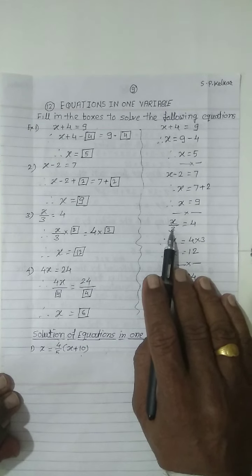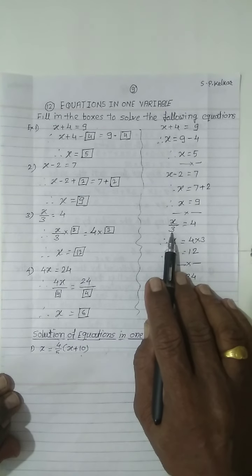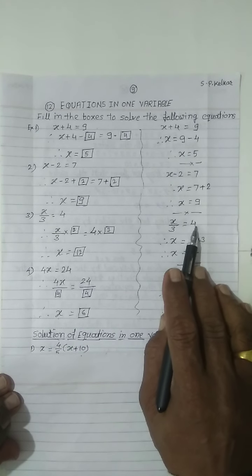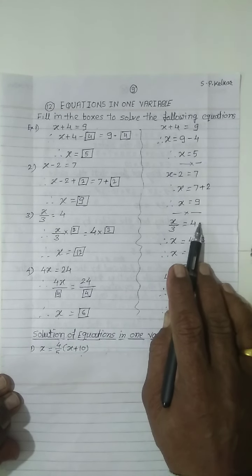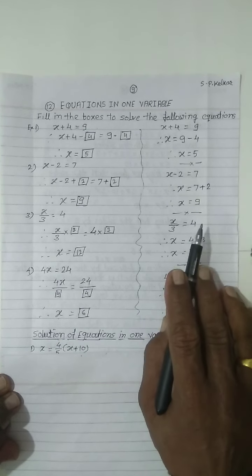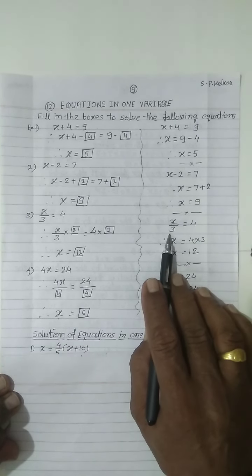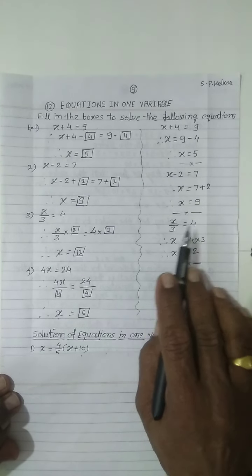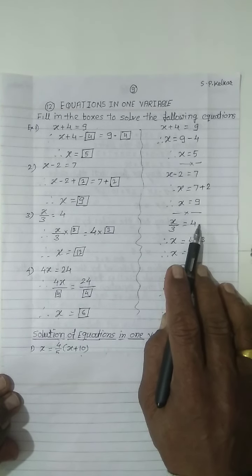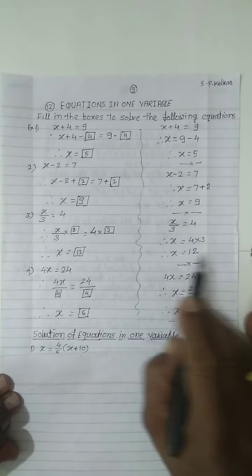Now on this left side, x divided by 3. This 3 is in division. If it goes to the right side, then it is multiplied with the right side number or right side term. Here it is in division form, and here it goes to multiply. So x equal to 4 into 3, that is 12.